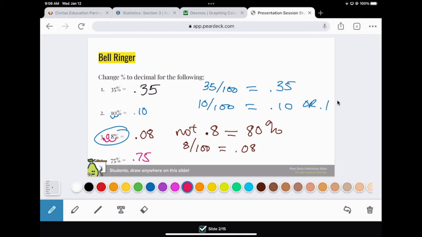When we talk about interest, we're going to talk about rates and loans, and we're going to use percentages. They will give you a percentage, and you need to change it to a decimal. All right.